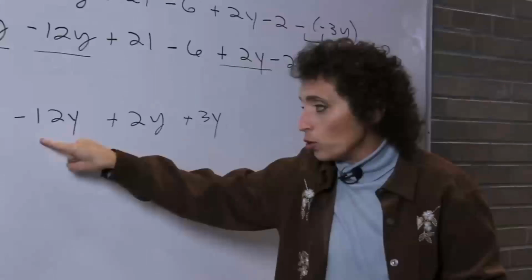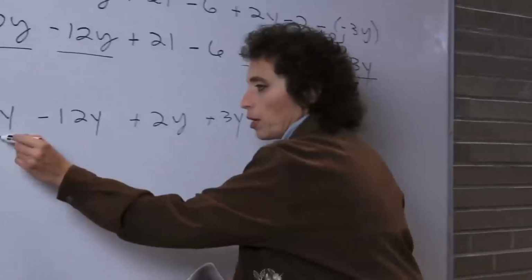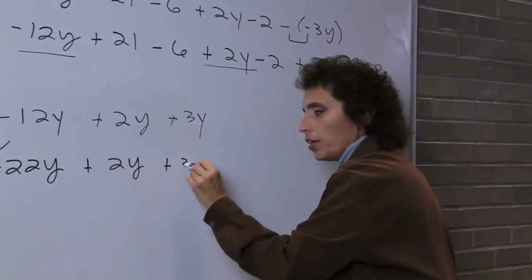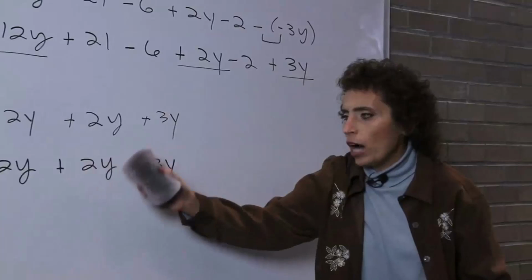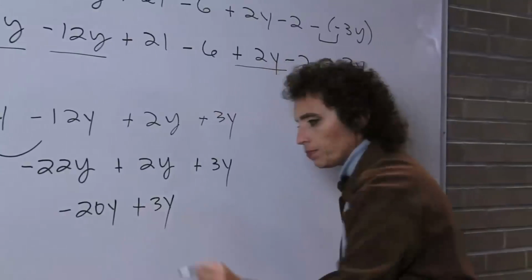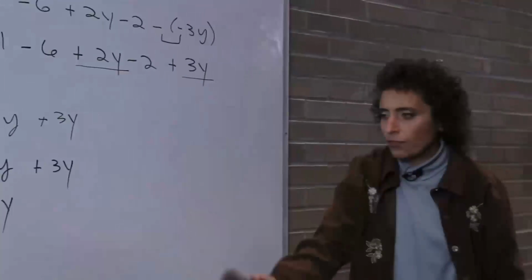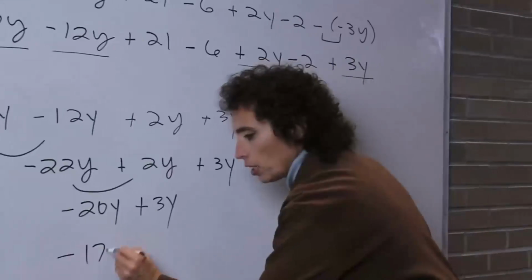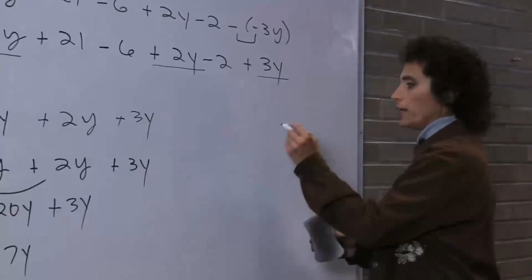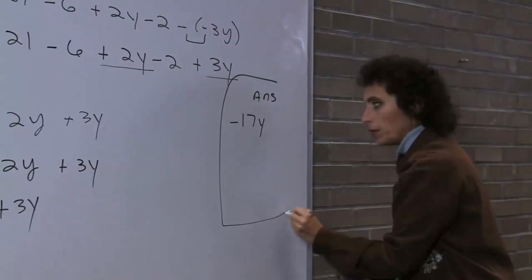I owe you 10. I owe you 12. So I owe you 22. All right, maybe I better write it down. I don't want you to lose me. I owe you 22y, but I have 2y, and then I have 3y. I owe you 22. I have 2y, so I owe you 20y, but I have 3y. Because this was negative 20, just make sure you know where I got it. I owe you 20. I have 3, so I owe you 17y. So the first term of our answer is negative 17y. So I'm going to put that over here. I'm going to label it answer, and I'm going to come back in a minute.